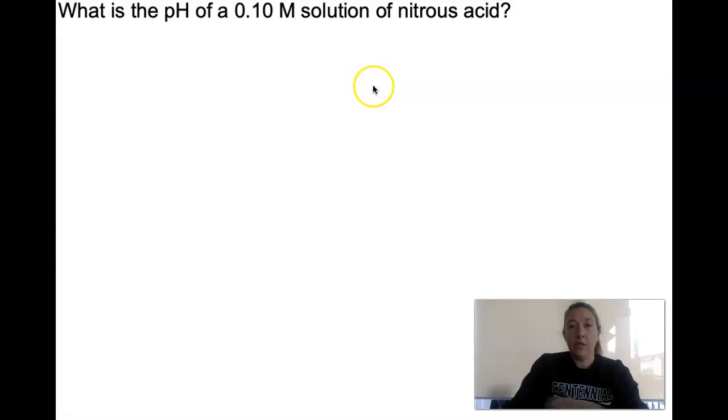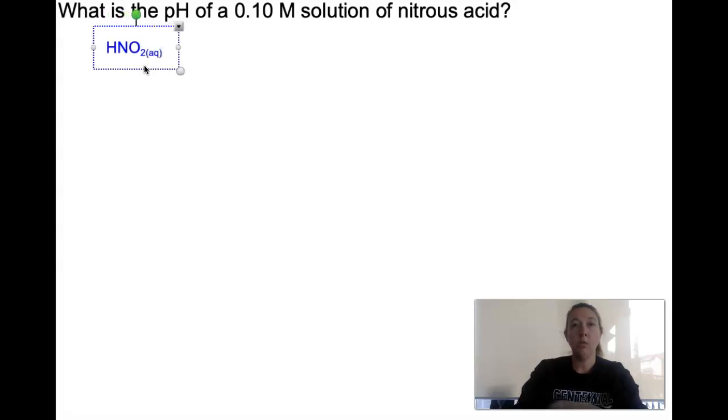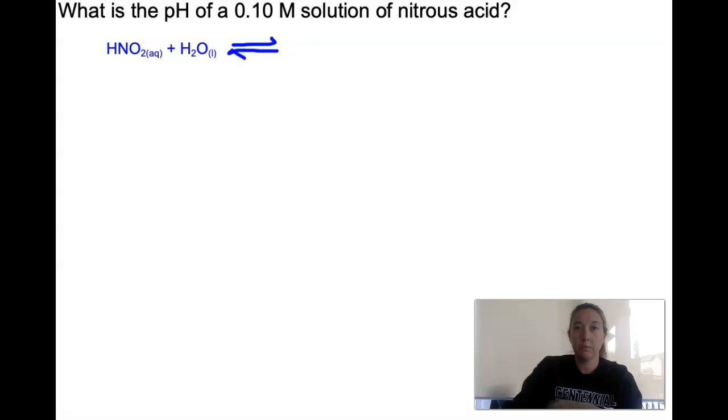Okay, so here's another example for you to try. What is the pH of a 0.1 molar solution of nitrous acid? Nitrous acid is HNO2, aqueous, combining it with water. And that is going to give us our hydronium.